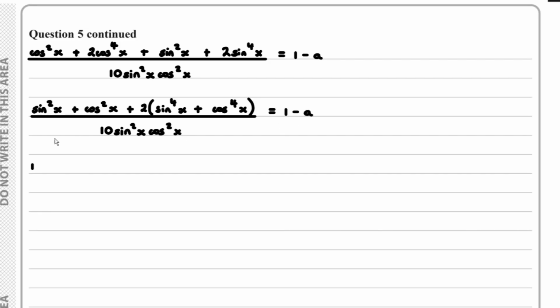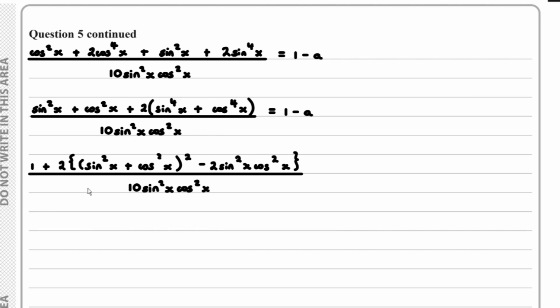Sine squared x plus cos squared x is 1, and then I add on 2 multiplied by sine x to the 4 plus cos x to the 4. And sine x to the 4 plus cos x to the 4, that is the same as sine squared x plus cos squared x all squared, subtract 2 sine squared x cos squared x. So this result is the same as sin x to the 4 plus cos x to the 4, and we still need to multiply by the 2.